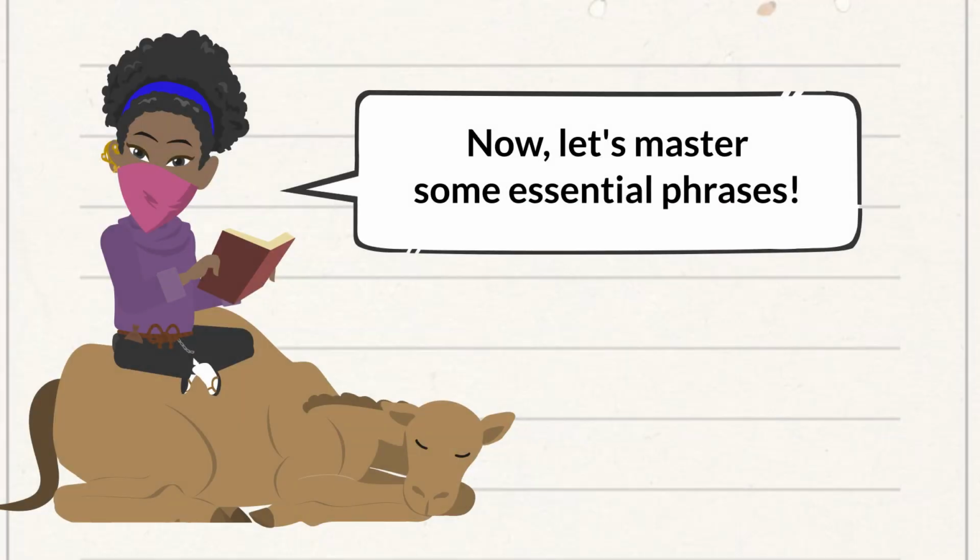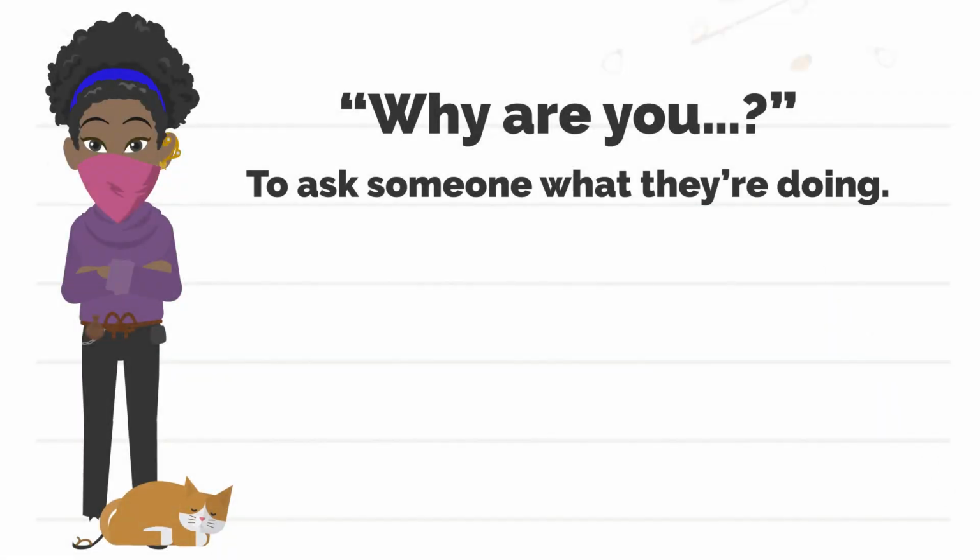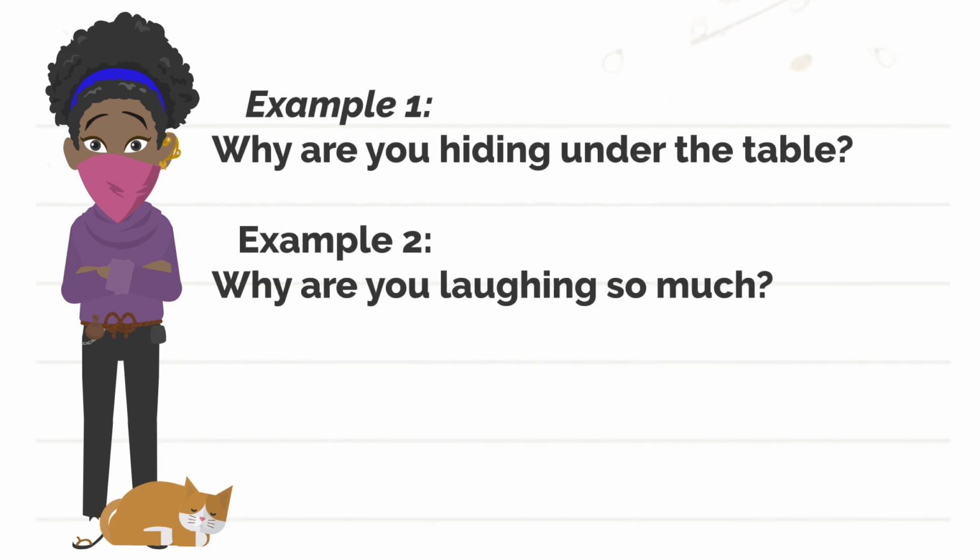Now, let's master some essential phrases. Why are you? To ask someone what they're doing. Example 1. Why are you hiding under the table? Example 2. Why are you laughing so much?